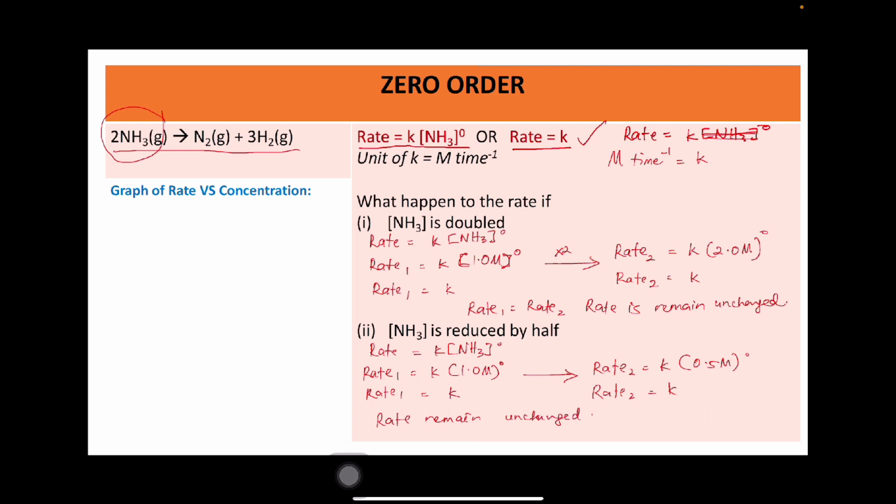Okay, meaning that even though we change the concentration of ammonia, we double the concentration of ammonia or we reduce it by half, whatever we do to the concentration of the reactant, the rate always remains unchanged. So when we plot or sketch the graph of rate versus concentration of the reactant, where now the reactant is ammonia, what happens? However we change the concentration of the reactant, the rate is always constant. So the sketch of the graph of rate versus concentration of the reactant is just a constant graph like this. So this is what happens if the reaction undergoes zero order.